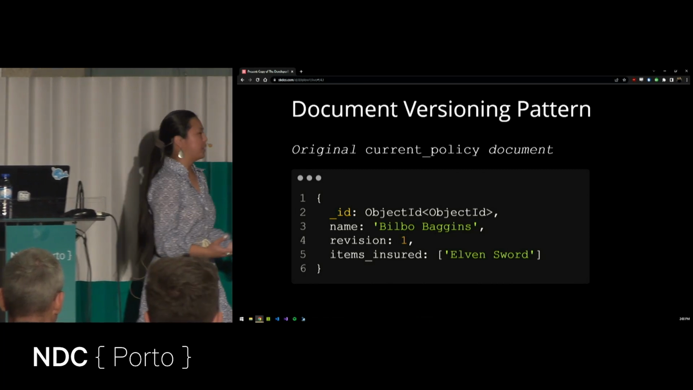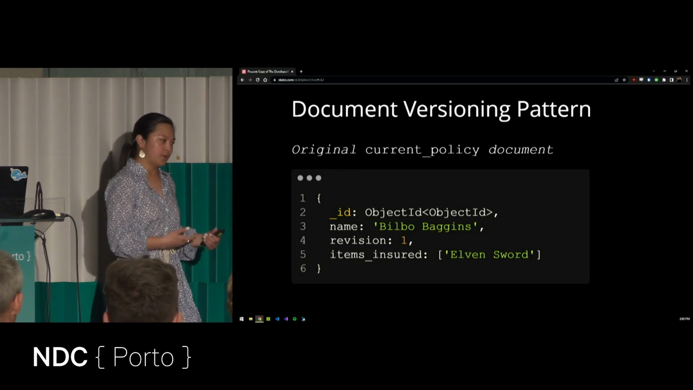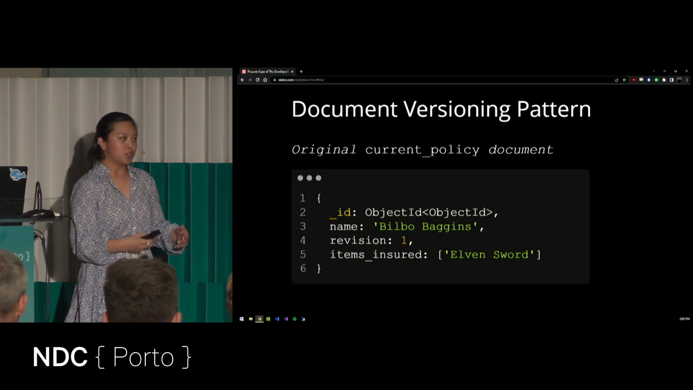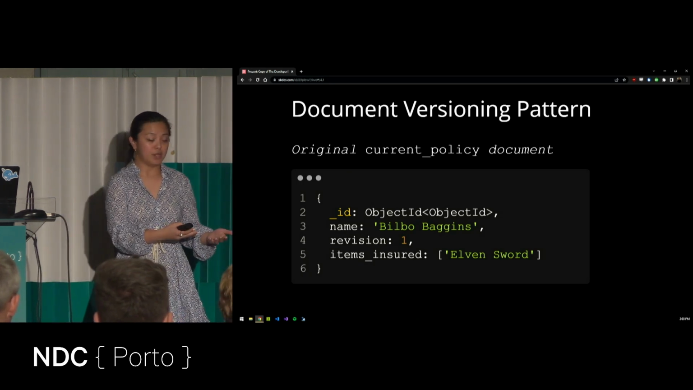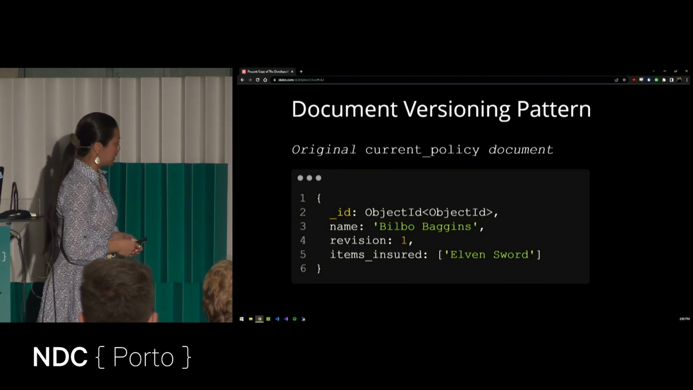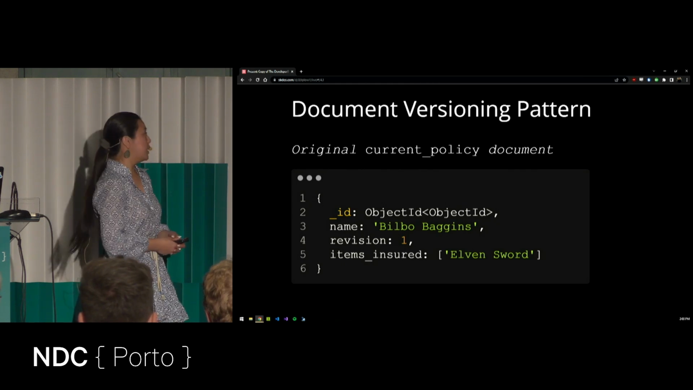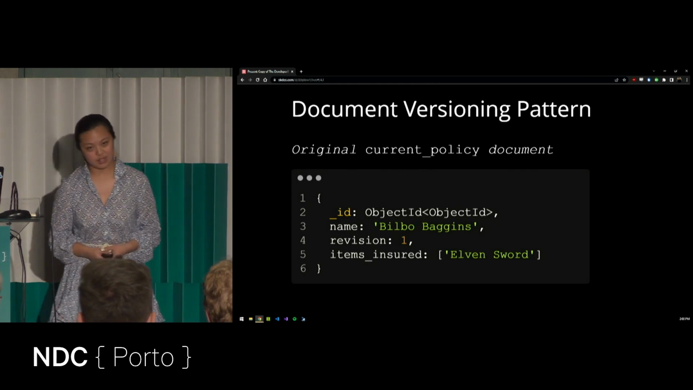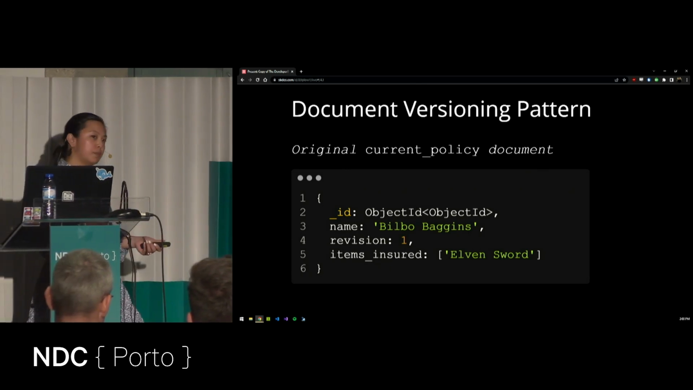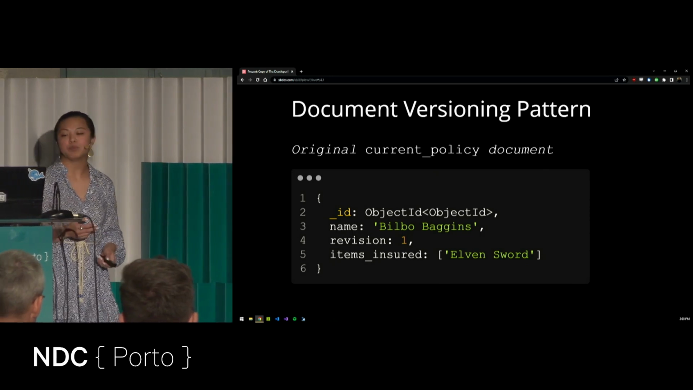So in insurance, when you usually purchase insurance, most people go with the standard policy, right? You have your basic things that are there, and you start out with whatever you initially insured. So in this case, we have a document for Bilbo Baggins, and the very first time that he acquired this insurance policy, he only has the elven sword that he needs to insure. So at this moment in time, this is the current policy, this is how it is right now, this is the only thing that he needs.